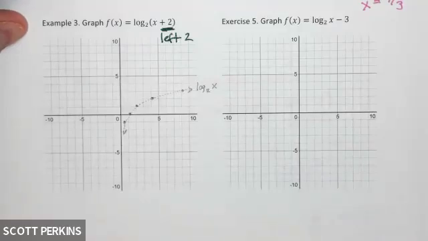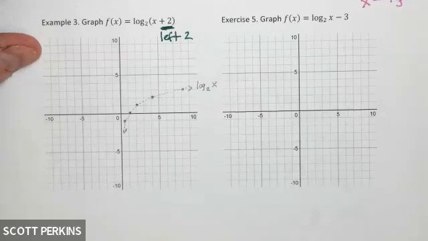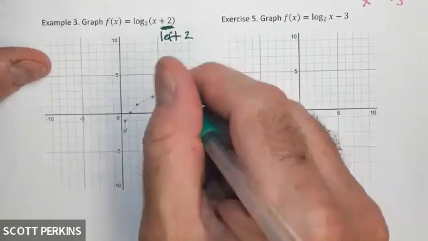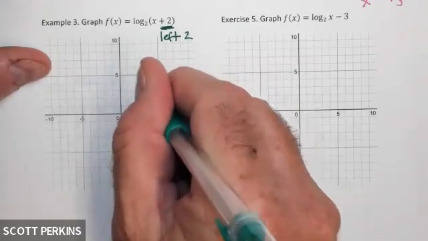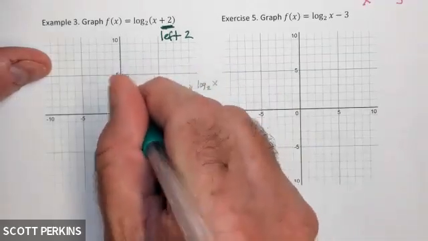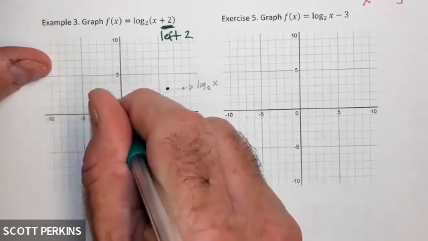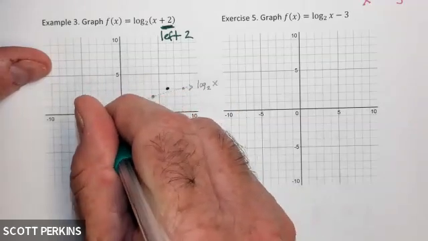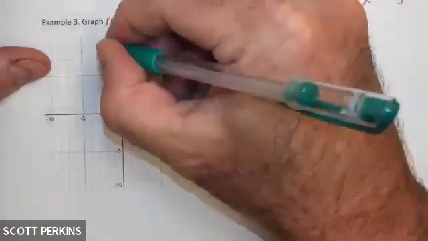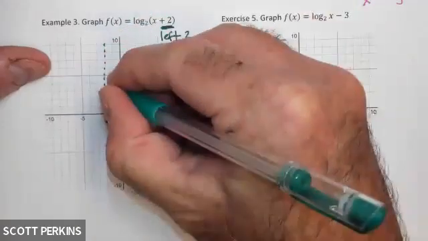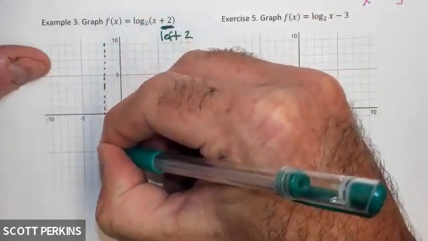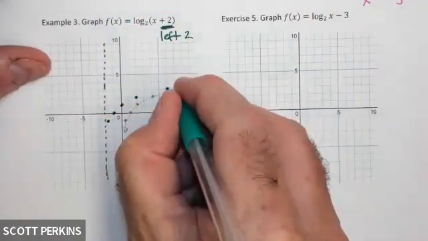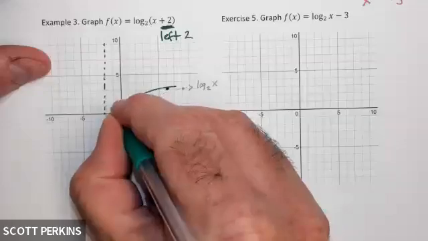Fantastic. Well said. So I'm going to move each of my dots. I'm just going to count left 2. So here we go. Left 2 to here, left 2 here, left 2, left 2, and then left 2. I'm also going to move my asymptote. So there it is. And then my graph looks like this.